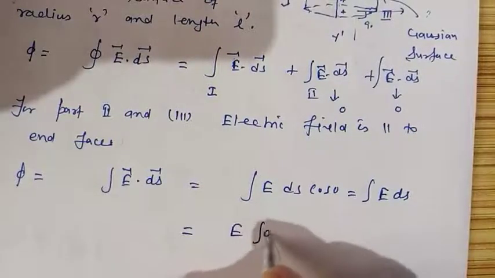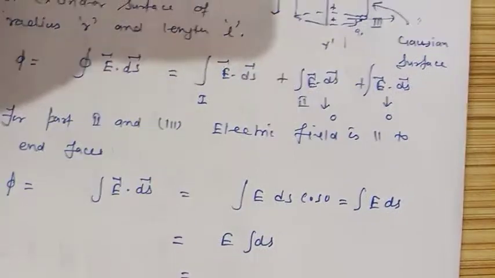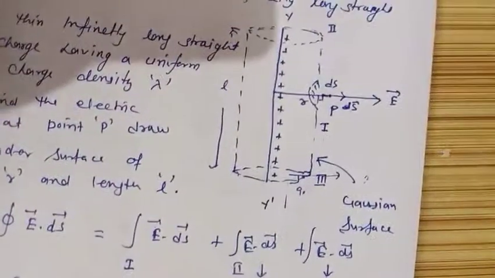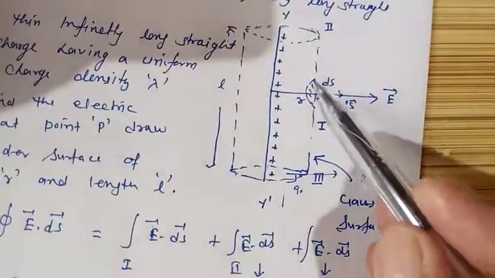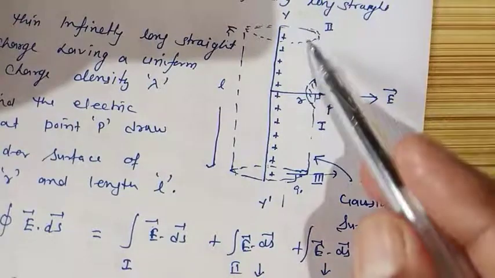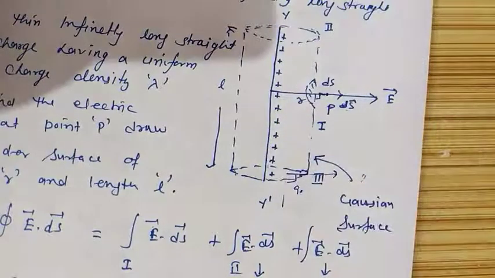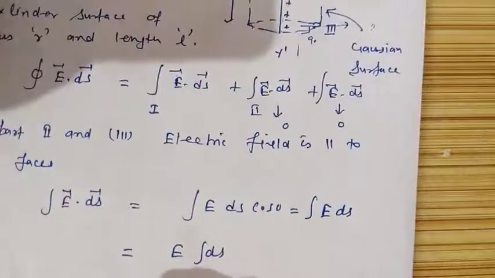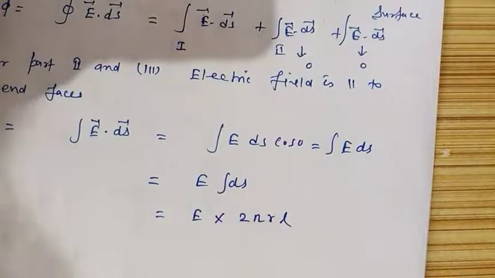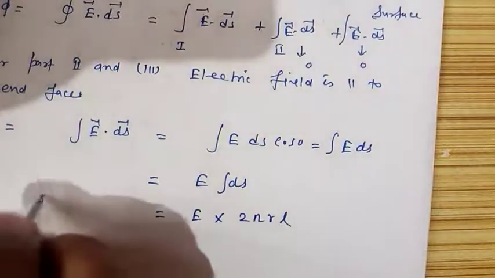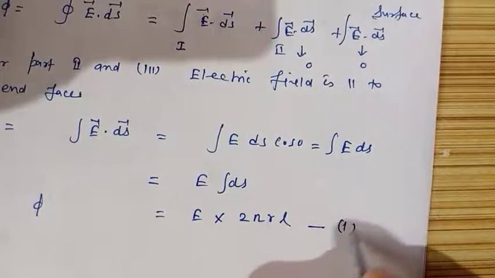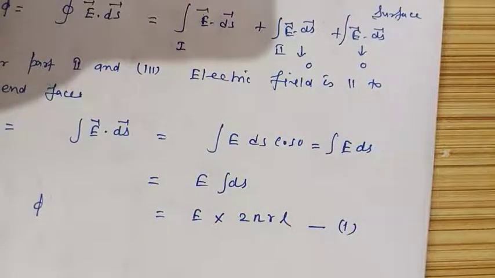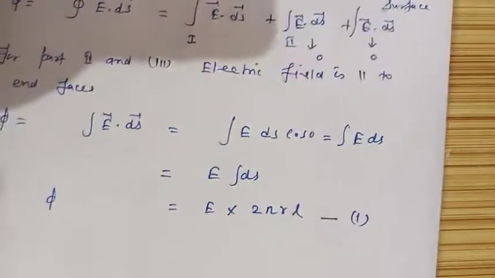So E into integral of ds. What is integral of ds? Integration of ds: when we integrate this small area, we will get the total curved area of this cylinder. So the curved area of the cylinder is 2 pi r L. So in this way, this is our first equation, and in this equation we have calculated the electric flux through its definition.